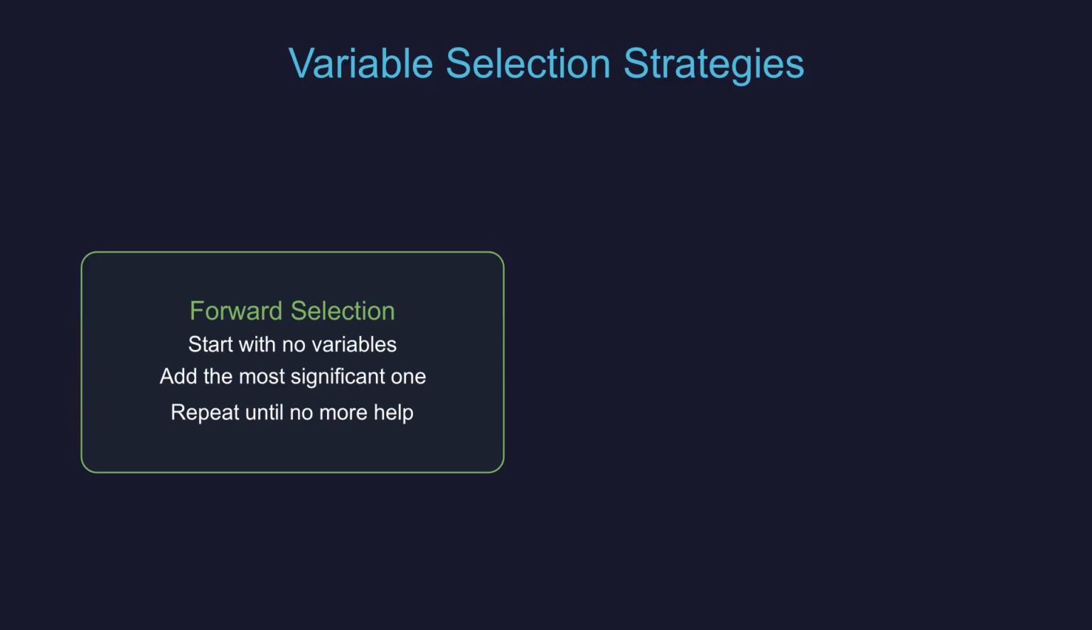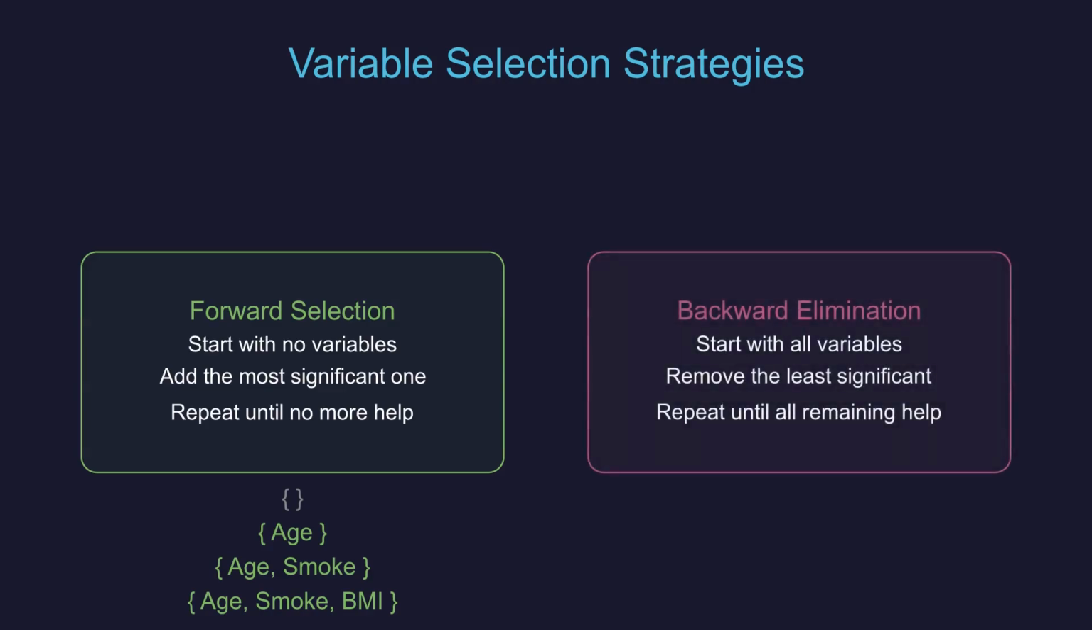There are 2 main automated strategies for selecting variables. Forward selection starts with an empty model and adds the most statistically significant variable at each step. We keep adding until no more variables significantly improve the model. For example, we might start with nothing, then add age, then smoke, then BMI. Backward elimination does the opposite. Start with all candidate variables and remove the least significant one at each step. We drop income, then diet, until all remaining variables are significant.